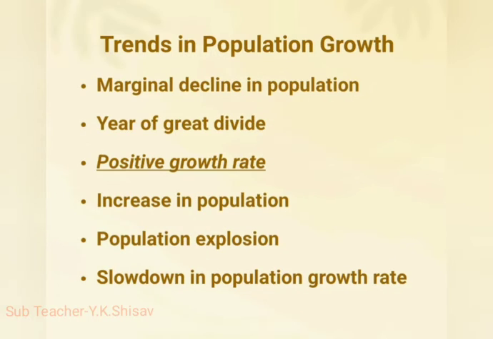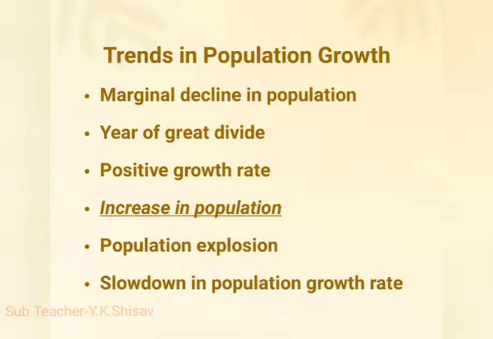Third point, positive growth rate 1931 to 1941. India recorded an annual growth rate of around 1 to 1.3% during this period. Next point, increase in population from 1951 onwards. Between 1951 and 1971, population increased from 36.1 crores to 54.8 crores. This shows that after independence there was a tremendous rise in population.